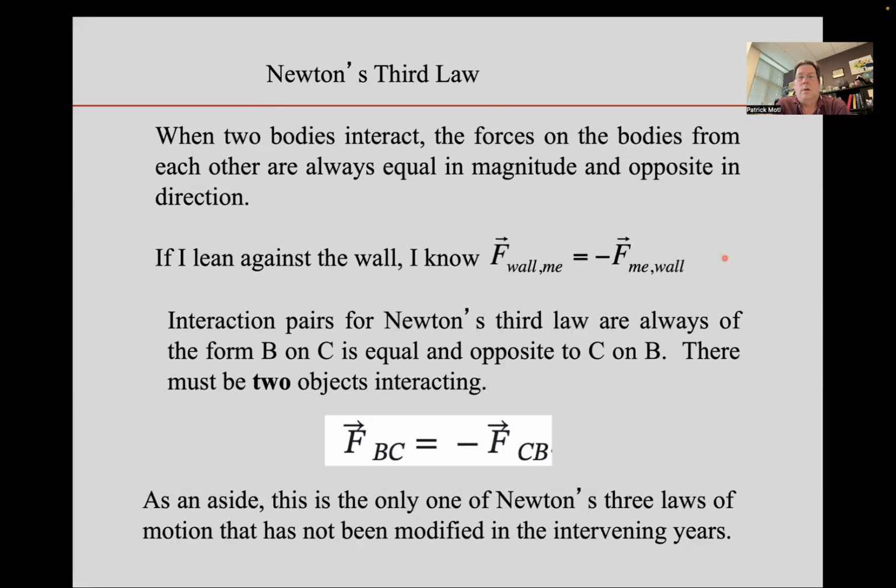We know that there are three of Newton's laws of motion. We've met the first and the second, so obviously there's one more to go. That would be Newton's third law of motion. You've probably heard it described as for every action, there's an equal and opposite reaction.